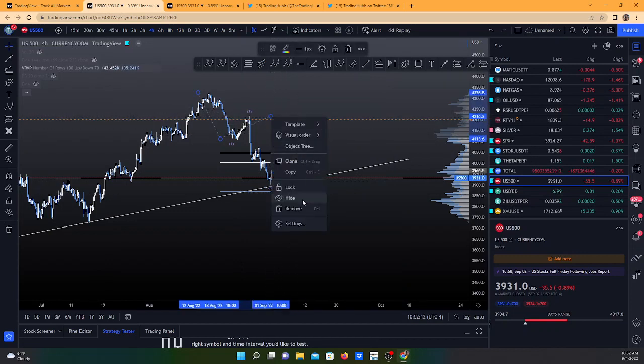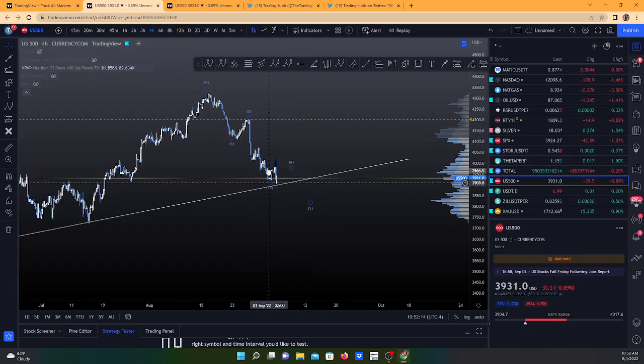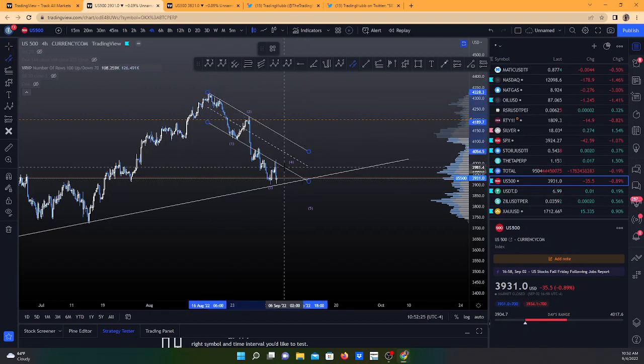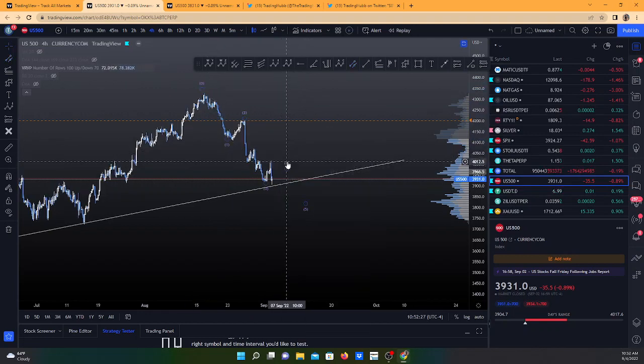Issue with this count, in my opinion, is this 3 does not subdivide properly. You can't go 1, 2, 3, 4, 5 because then the third of the third is the shortest. Channeling, pretty good. I think it breaks out. Yeah, so I'm down with this count.